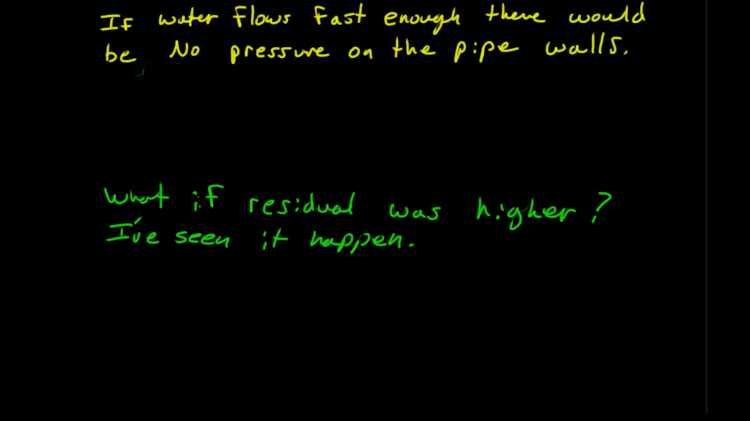All right, if water flows fast enough, there would be no pressure on the pipe walls. Some food for thought for a second. I'll show you why in a few. What if residual pressure was higher? I've seen that happen. What could be the cause? Pause here and discuss if you want to.